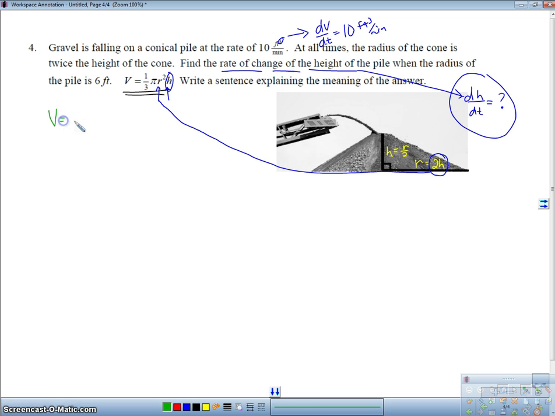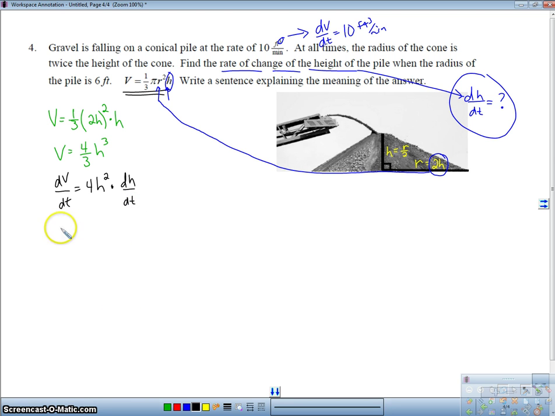We're going to say V equals 1/3 times (2h) squared times h. I'm going to simplify that a little bit, and that gives me 4/3 h cubed. Now I've got things in V's and h's, and I'm going to do my implicit differentiation. So dV/dt equals, using the power rule, that 3 comes down. 3 times that gives me 4h squared times dh/dt. Remember, we're doing it implicitly.